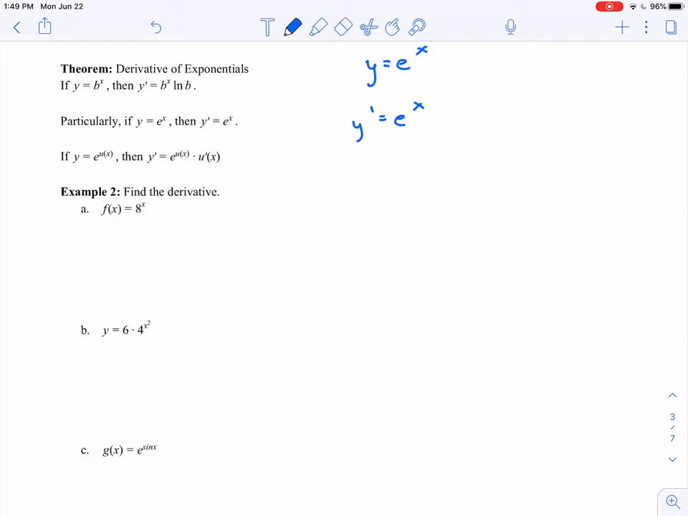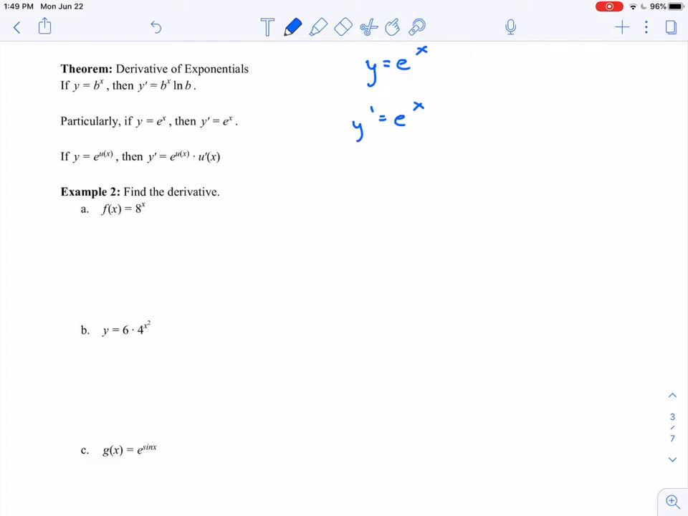So if we have y equals b to the x, where here b represents any positive number, then y prime is b to the x, so my derivative is b to the x, times this natural log of b. So hopefully this feels really familiar to this derivative of y equals e to the x.